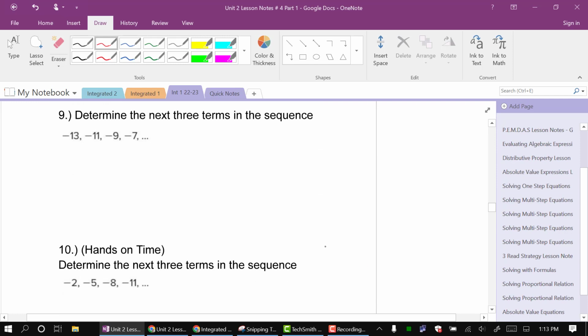So we want to determine the next three terms in the sequence. So again, we're going to start off with finding the difference between each of the terms. So find the difference between the terms.